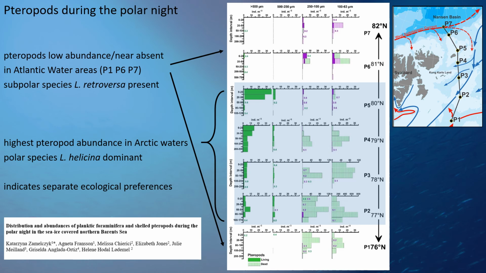In contrast, in the more Arctic-like conditions of the central Barents Sea, the highest pteropod abundances occurred, of which the polar species Limacina helicina was dominant. These results have indicated that the different pteropod species have separate ecological preferences, perhaps strongly influenced by the water masses and the chemistry. This work is currently in revision in Frontiers in Marine Science.